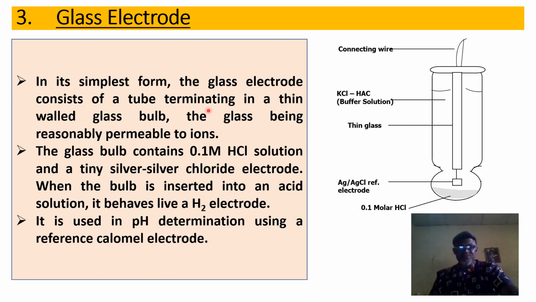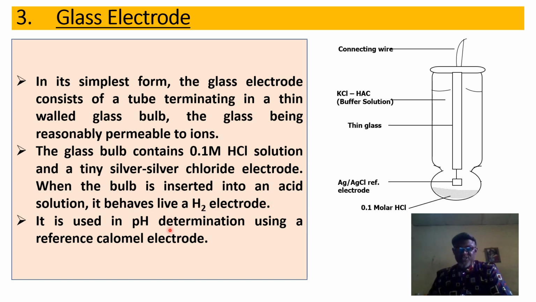And the third type of electrode is a glass electrode. Look at the diagram of the glass electrode. In its simplest form, the glass electrode consists of a tube terminating in a thin wall glass bulb, the glass bulb having reasonable permeability to ions. The glass bulb contains 0.1 molar solution of HCl and a tiny silver chloride electrode. Look at the silver chloride electrode here. When the bulb is inserted into an acid solution, it behaves like a hydrogen electrode.